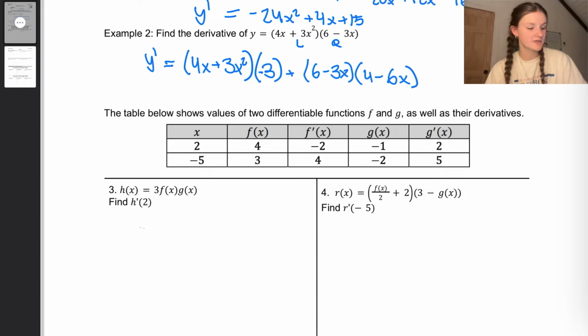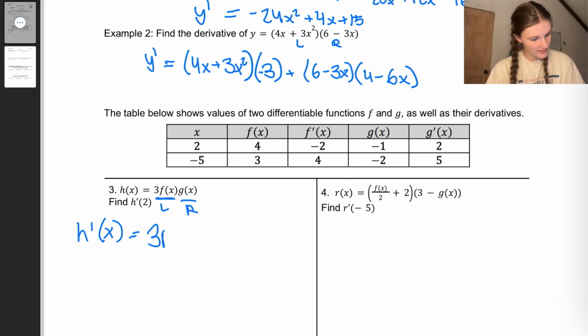The table below shows values of two differentiable functions, f and g, as well as their derivatives. So h of x is equal to 3 f of x times g of x. Find the derivative of h at 2. Let's not talk about my math lingo. Okay, so the derivative of h is equal to, keep the coefficient attached to whatever it's next to. So we're going to say that this 3f of x is left and g of x is right. Because that used to stump me actually, where do I only say the coefficient once or twice? But now you'll find out.